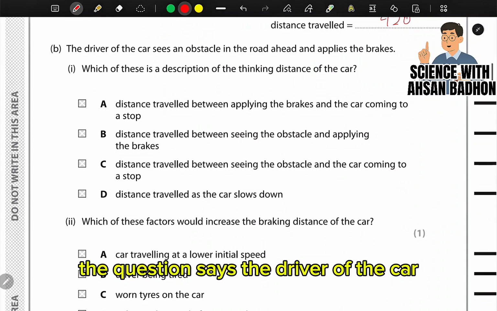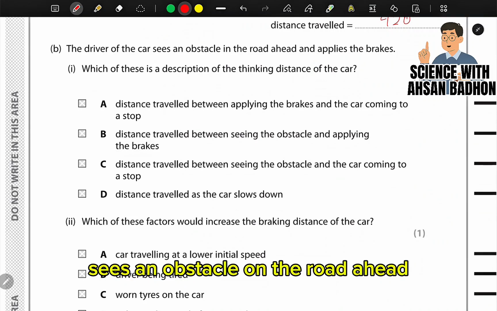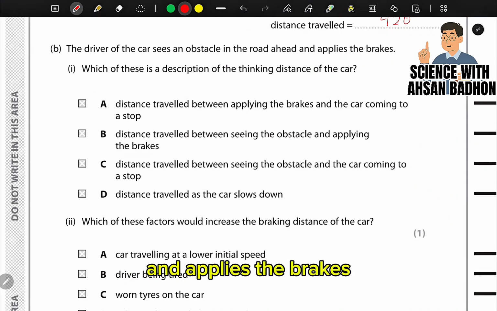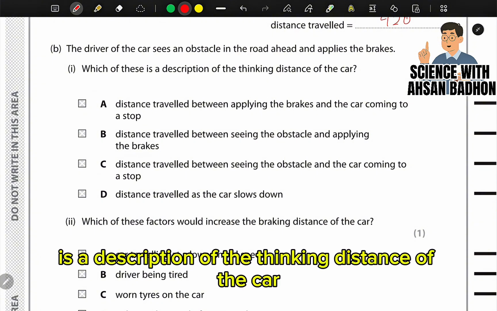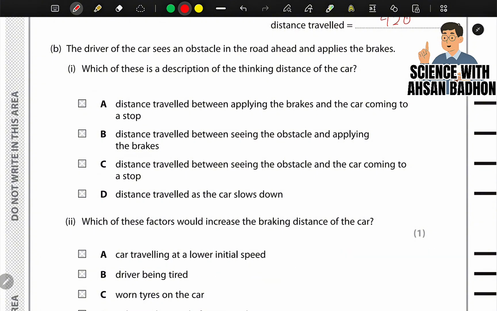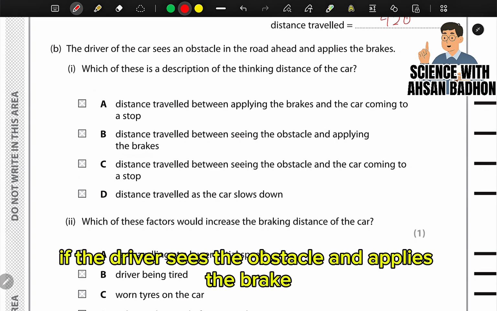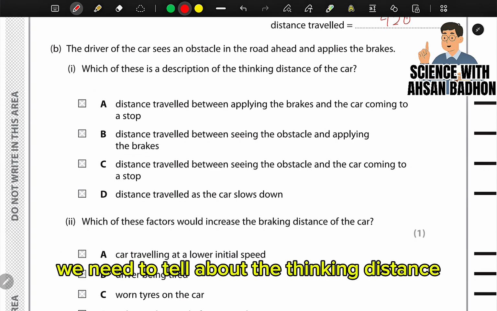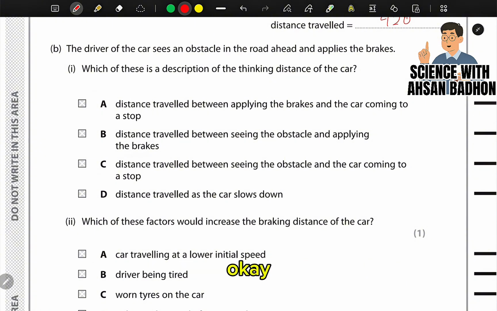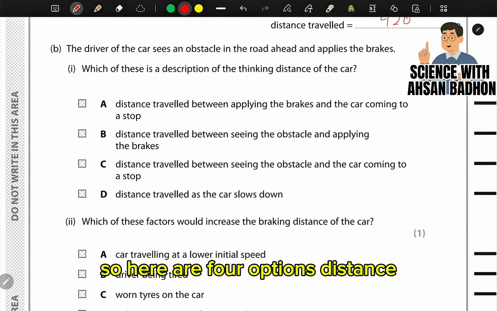2B, the question says the driver of the car sees an obstacle on the road ahead and applies the brakes. Which of these is a description of the thinking distance of the car? So if the driver sees the obstacle and applies the brake, we need to tell about the thinking distance. Okay, here are 4 options.